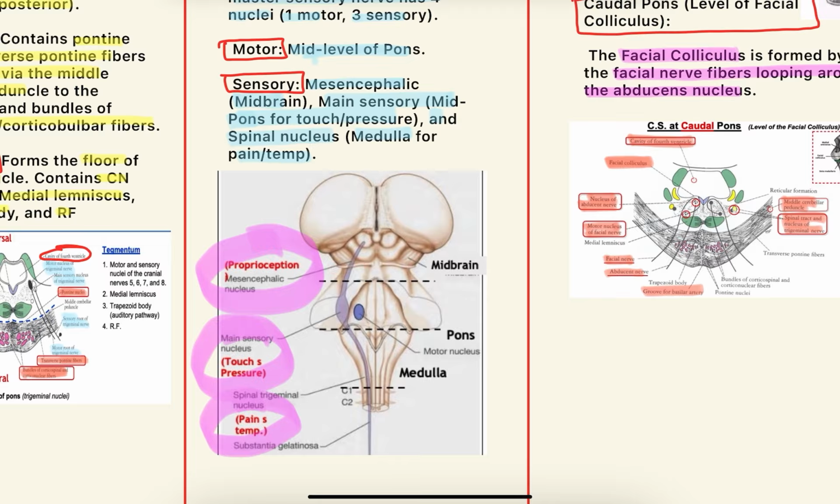And then I will have the main sensory one, which is for touch and pressure, okay? And then the spinal trigeminal one, which will be in the medulla below, for pain and temperature.